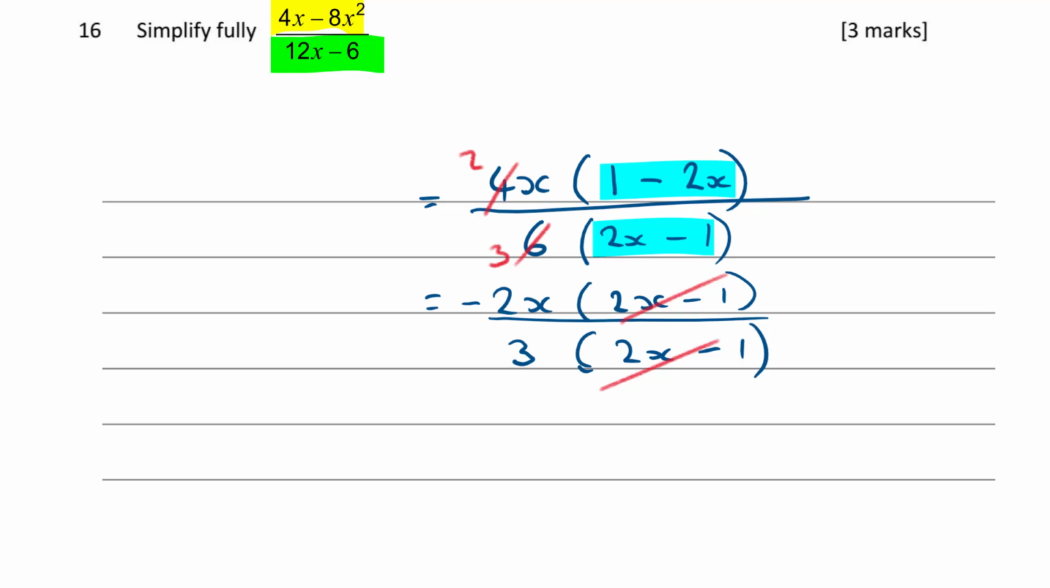And it will just leave me with that little bit at the front, minus 2x over 3, which is about as simple as you can get, really, isn't it? Okay, so we've simplified fully.